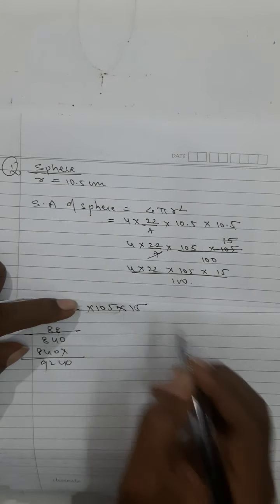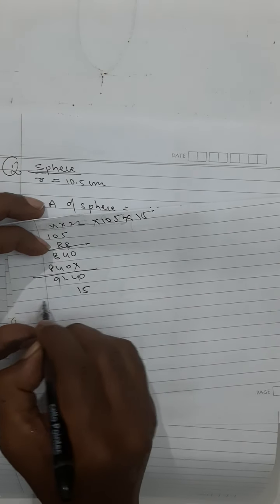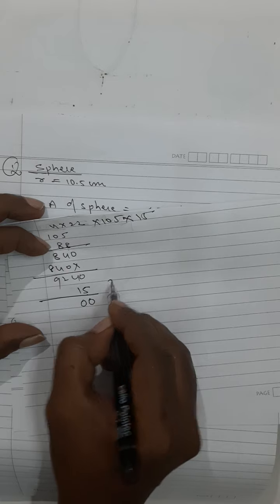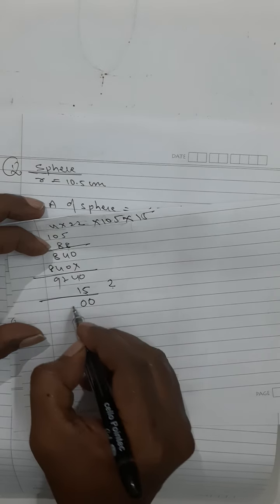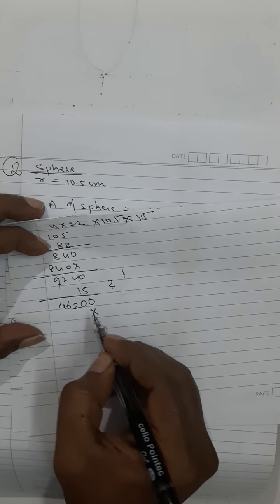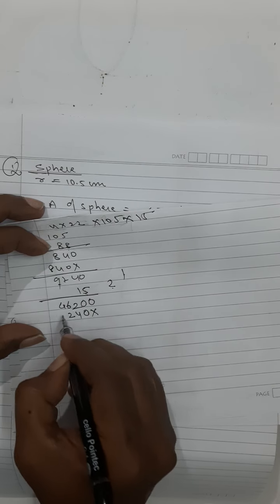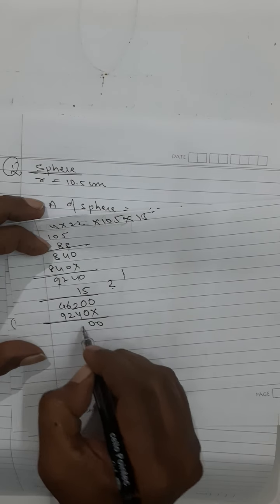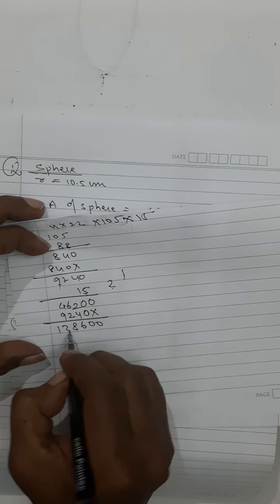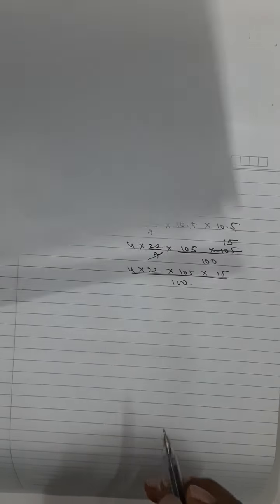Again this multiplied by 15. Fine. So this will be 9240 multiplied by 15. 5 0s are 0, 5 4s are 20, 5 2s are 10, 11, 12, 5 9s are 45 plus 1, 46. This is going to be 138600.